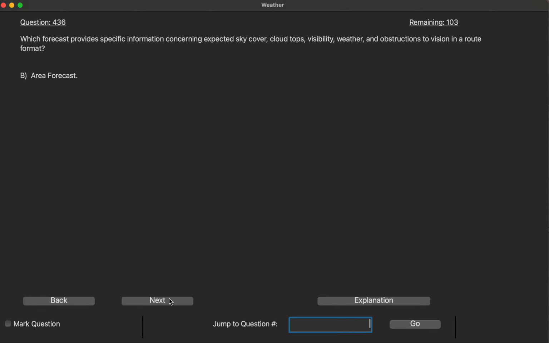Which forecast provides specific information concerning expected sky cover, cloud tops, visibility, weather, and obstruction to vision in a route format? The area forecast. Sky cover, cloud tops, visibility, weather, and obstructions are on the area forecast. SIGMETs are issued as warnings of weather conditions which are hazardous to all aircraft.